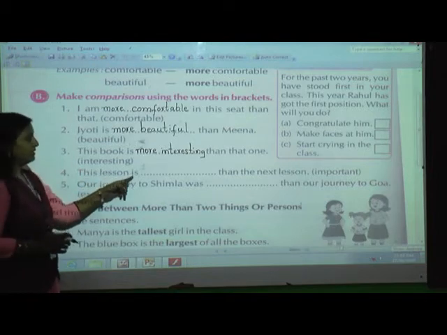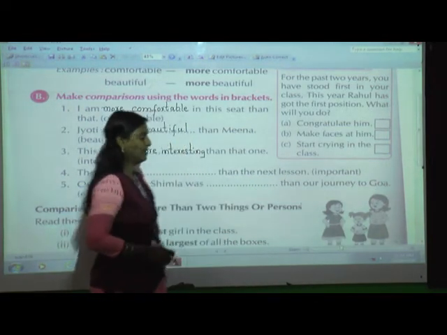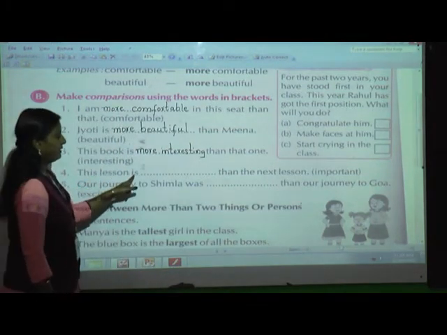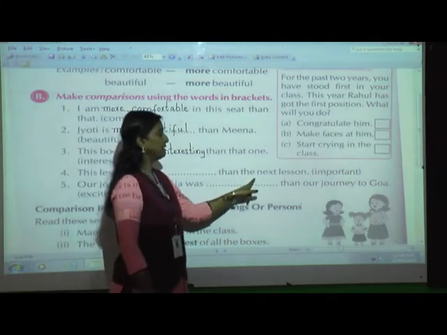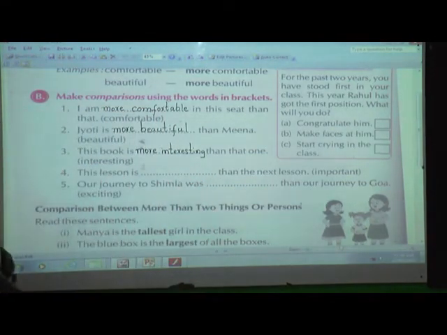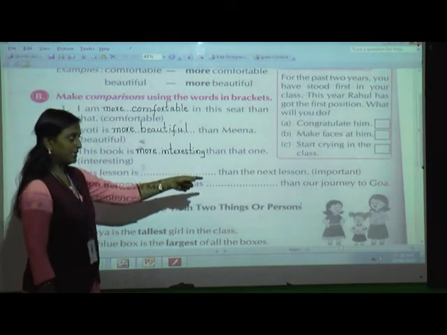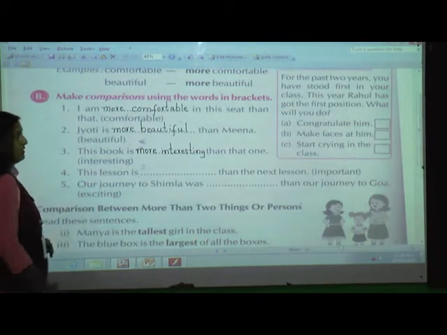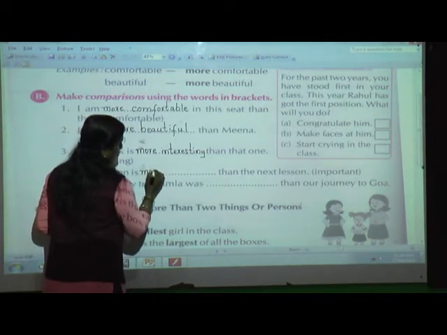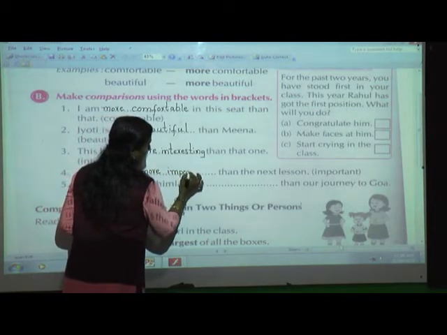this lesson is dash than the next lesson. Again I will repeat my sentence. This lesson is dash than the next lesson. When you read the sentence, you will come to know how many things have been compared. So here we can see this lesson has been compared with the next lesson, means only two things have been compared. So important is a big word. So again I am going to add M-O-R-E, more, with the word important.